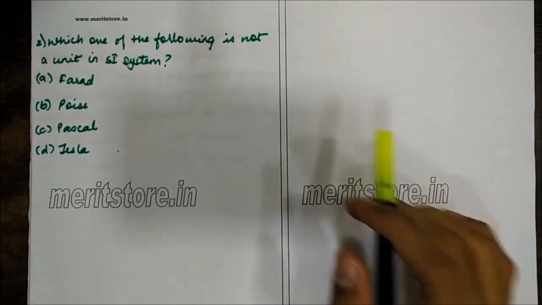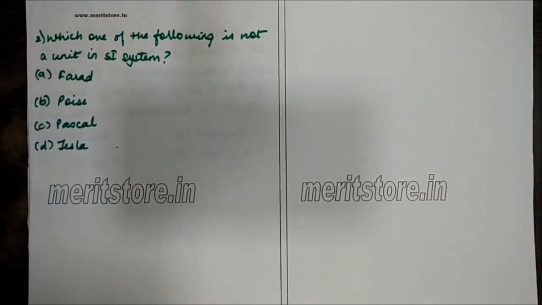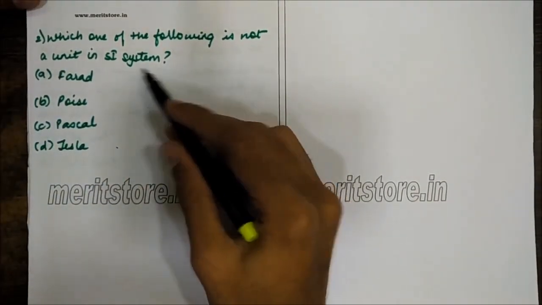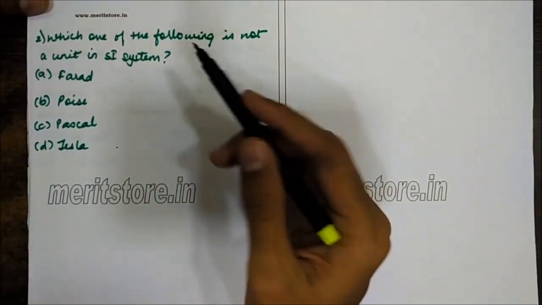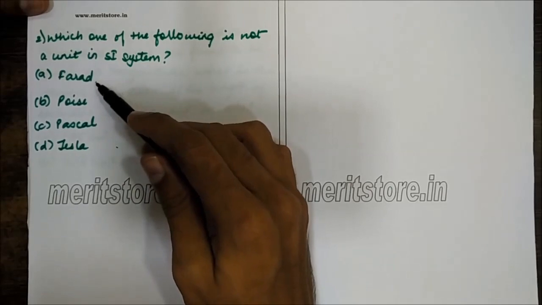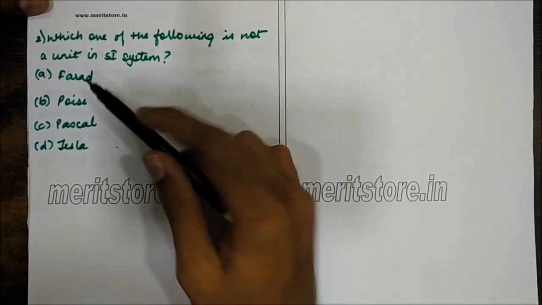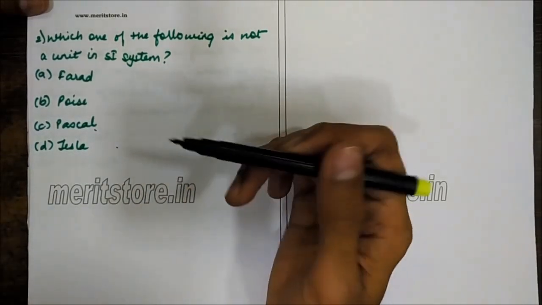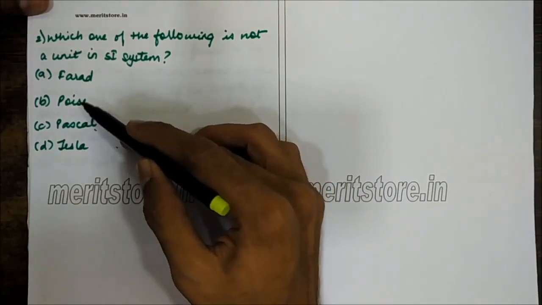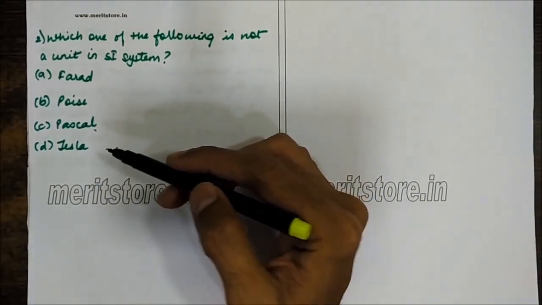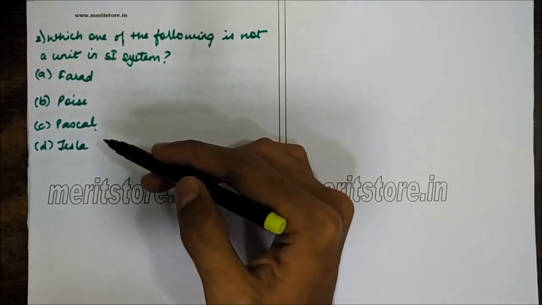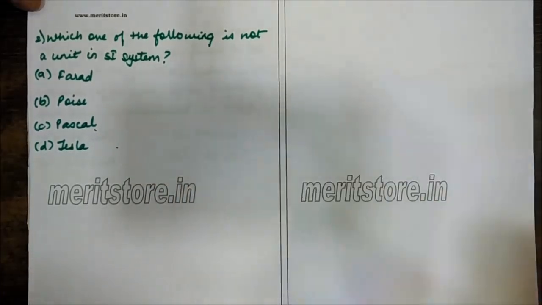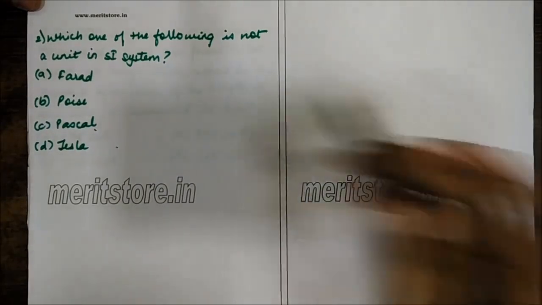Okay, next question number two: which one of the following is not a unit in the SI system? That is the International System. So Farad, Poise, Pascal, and Tesla. Farad, it is an SI unit. We use it to find the capacitance of a capacitor. Pascal, we use in order to find the pressure. Then Tesla, again we use the unit to find the magnetic field, the strength of the magnetic field.